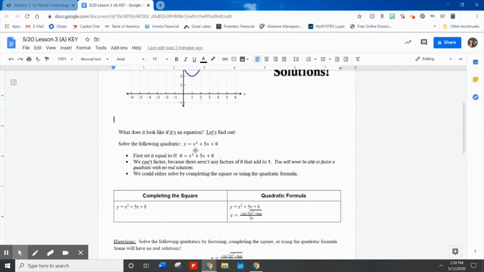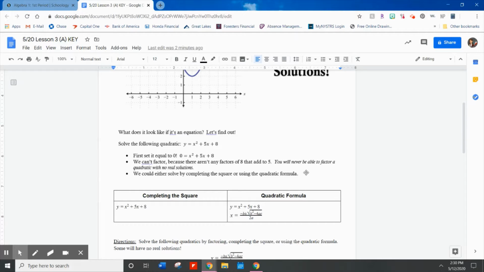So it says solve the following quadratic. It says y equals x squared plus 5x plus 8. Now, whenever we solve a quadratic, we set our equation equal to 0 because we're trying to figure out where y equals 0. That means where it intersects the x-axis. So we can't factor this, okay, because factors of 8 that add to 5 don't exist.